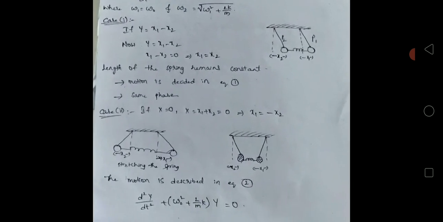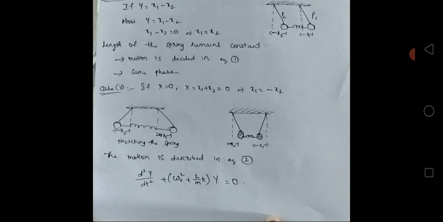First one: if y is equal to x1 minus x2, that is the displacement, y is equal to x1 minus x2. Here x1 minus x2 is equal to 0. Then minus x2 goes to the right hand side and becomes positive, that is x1 is equal to x2. Here the displacements are equal in this case, that is the length of the spring remains constant. If we attach a spring between them, the length remains constant, and the motion is described in equation 1, in the same phase.